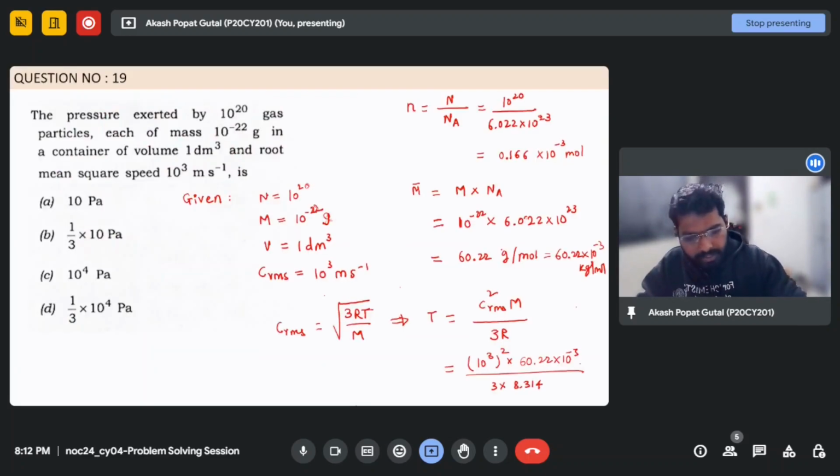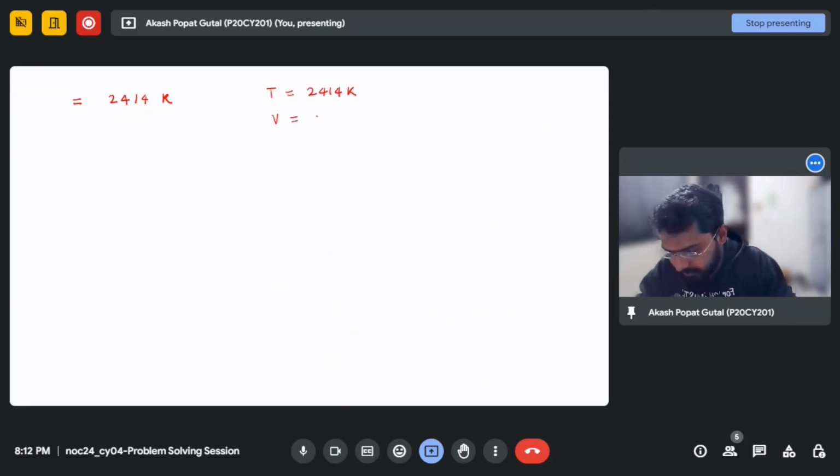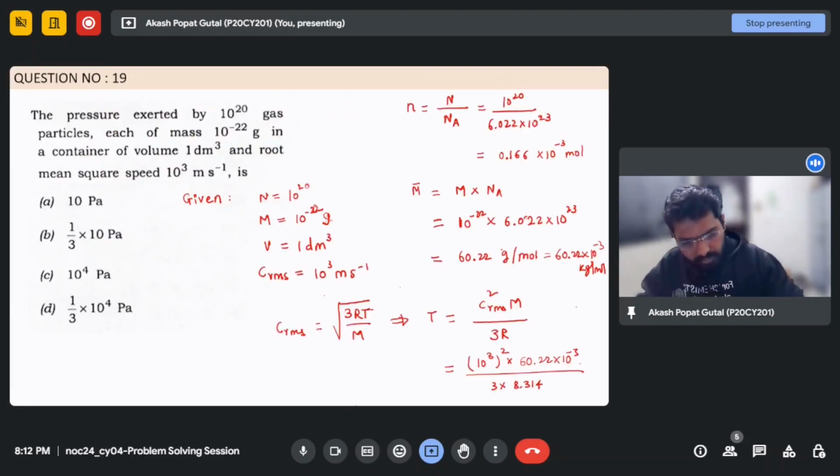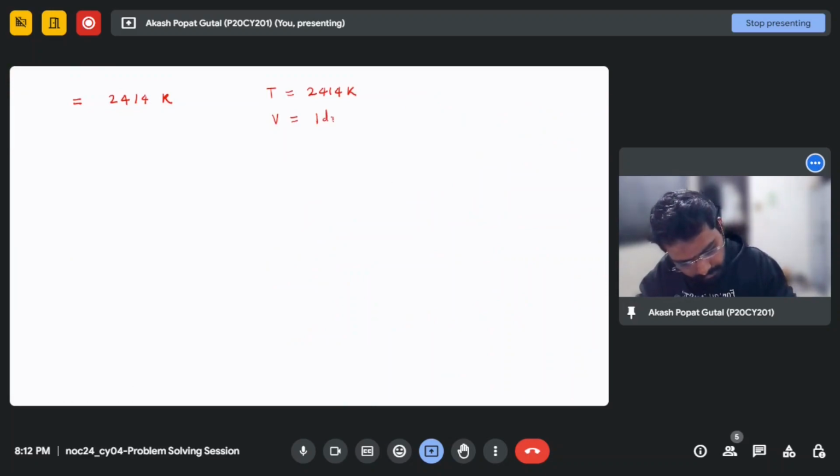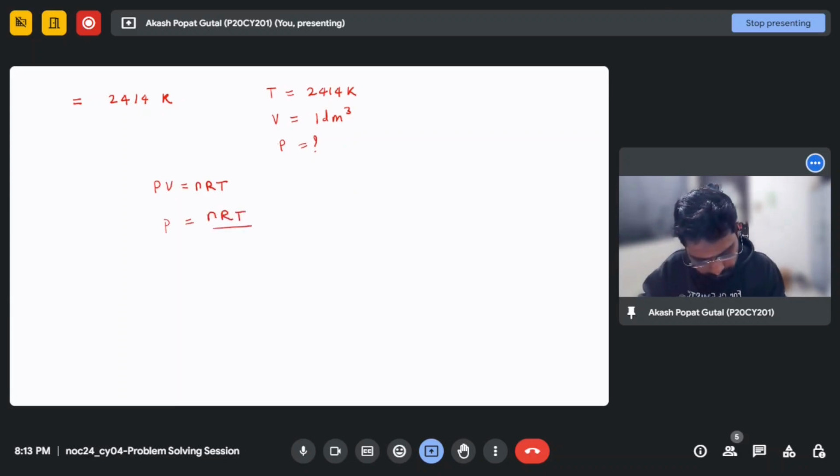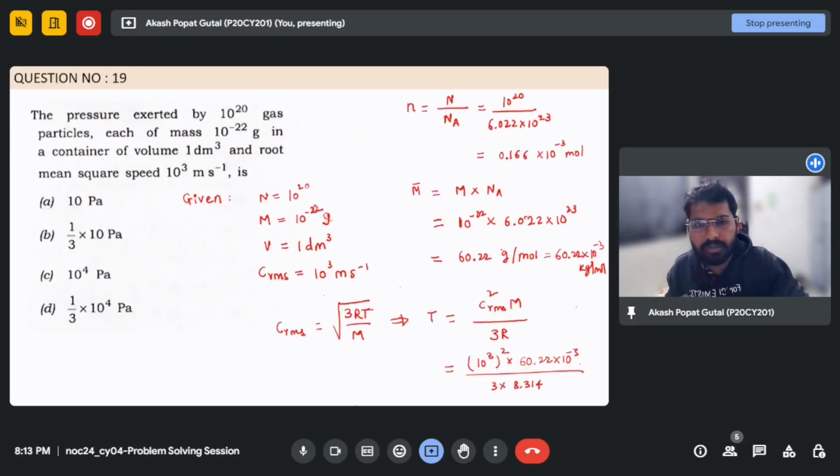We know the volume, that is 1 dm cube. Temperature, volume, we need to find out the pressure. So we have PV is equal to nRT. So the pressure is equal to nRT divided by volume. The n that we have found out here is 0.166.